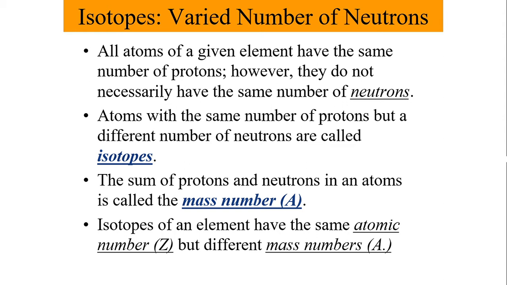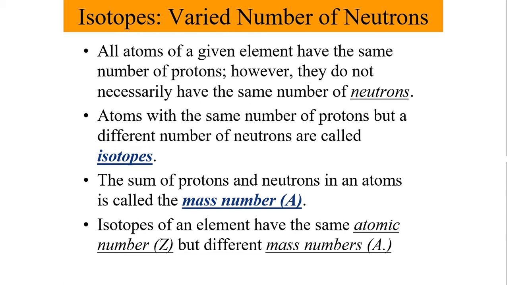Okay, so all of the atoms of a given element have the same number of protons, but they do not necessarily have the same number of neutrons. Remember, the number of protons, the atomic number, is what identifies the element. But you can have atoms with the same number of protons, but a different number of neutrons, and they are called isotopes. To represent an isotope, we use the sum of the numbers of protons and neutrons, and we call that the mass number. And we're going to call it, the symbol capital A, or uppercase A. Remember, an isotope of an element will have the same atomic number, but it will have a different mass number.